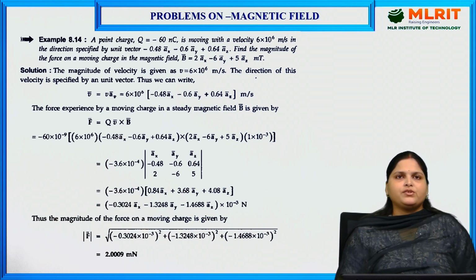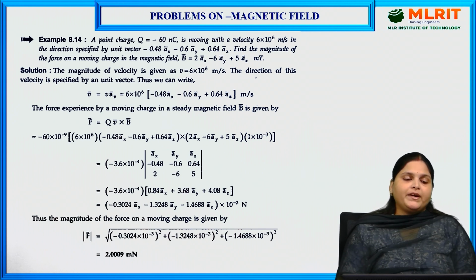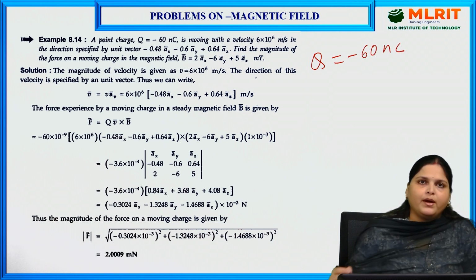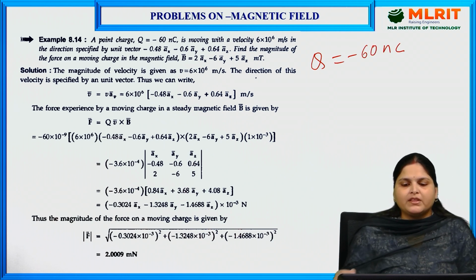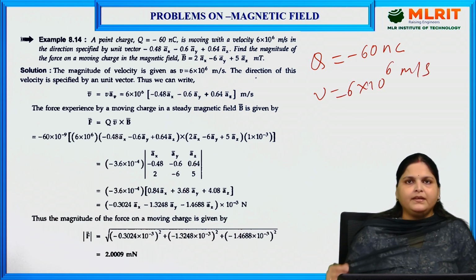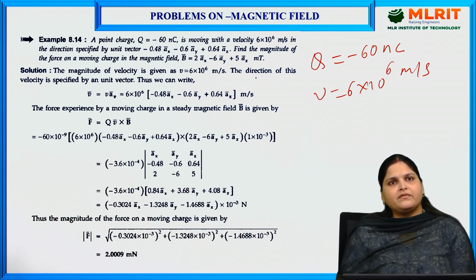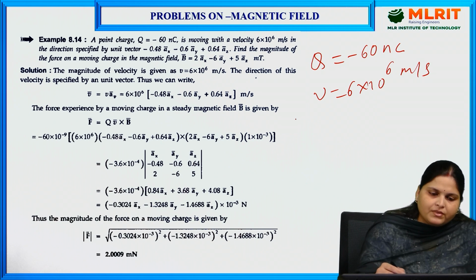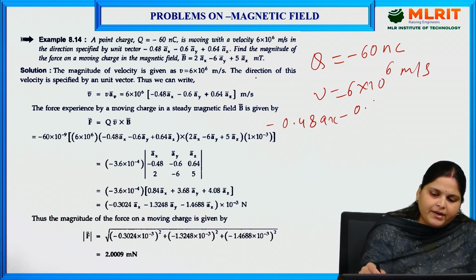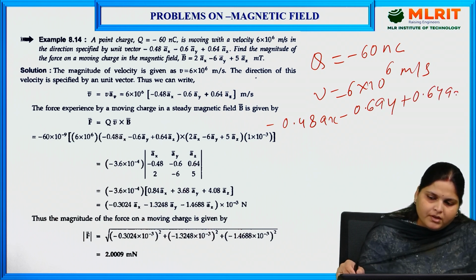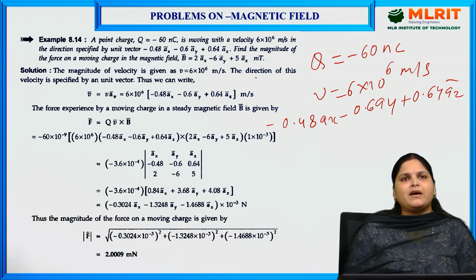Let's take another question. A point charge Q is equal to minus 60 nanocoulomb. It is moving with a velocity of 6 into 10 to the power 6 meter per second in the direction specified by the unit vector. The direction of V is given as minus 0.48 ax minus 0.6 ay plus 0.64 az. These parameters are given in the question.